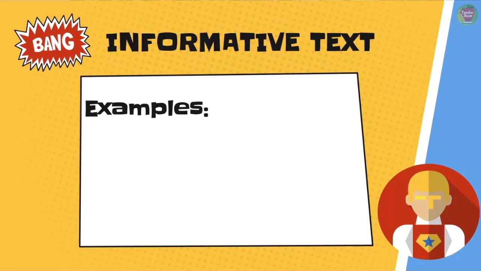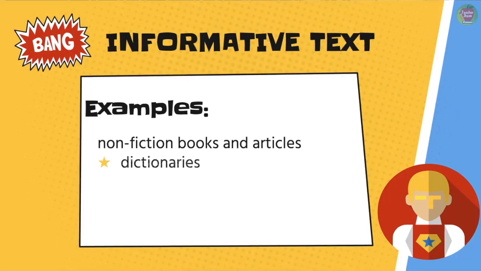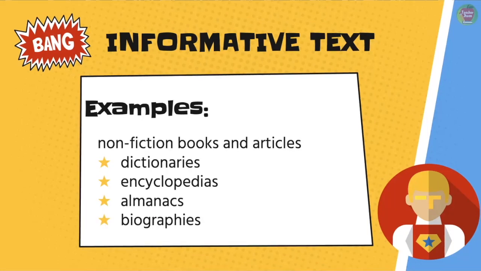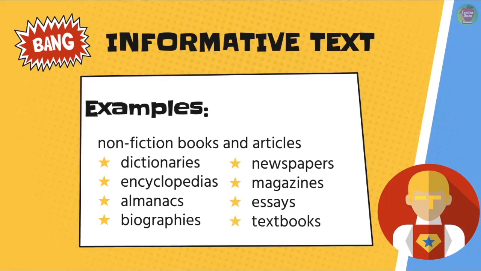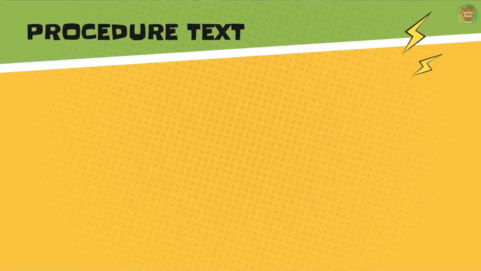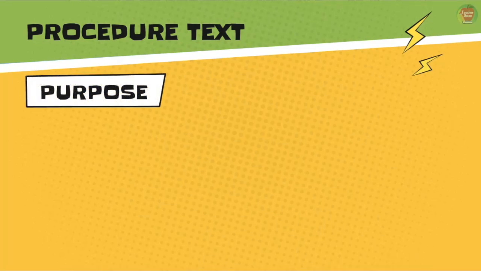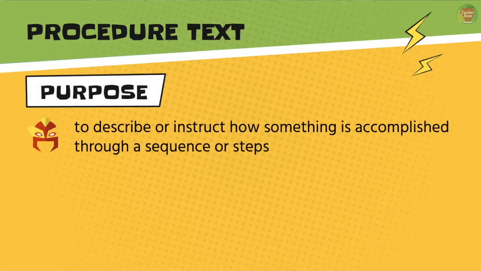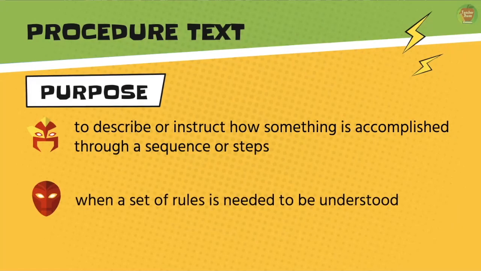Examples of informative text types are non-fiction books and articles like dictionaries, encyclopedias, almanacs, biographies, newspapers, magazines, essays, and textbooks. The third text type that we're going to discuss is procedure text. The purpose of procedure text is to describe or instruct how something is accomplished through a sequence of steps, and when a set of rules is needed to be understood.